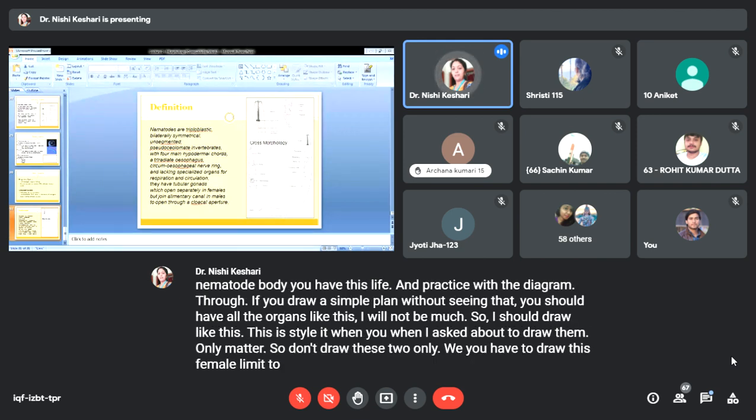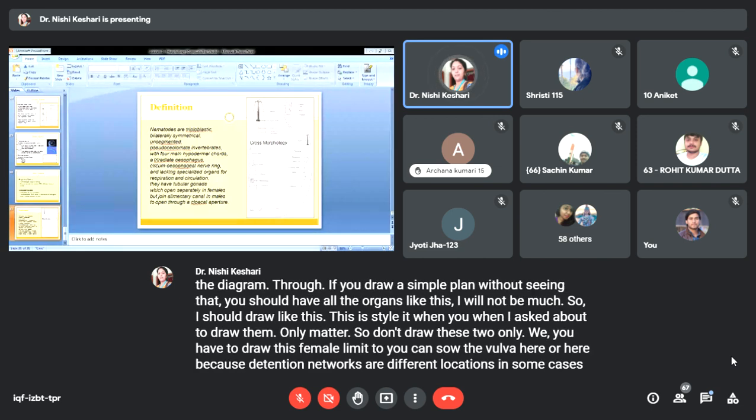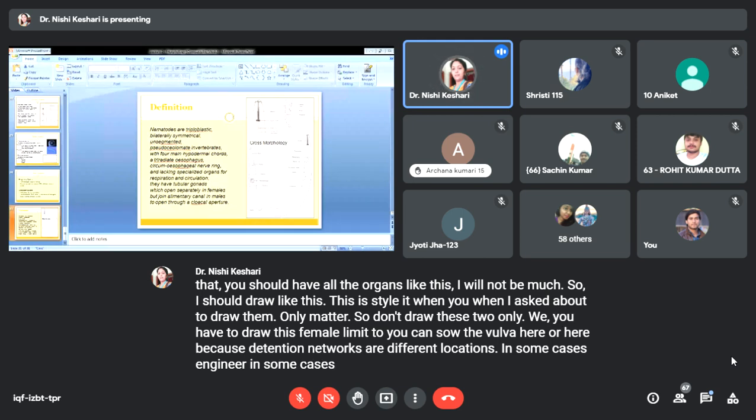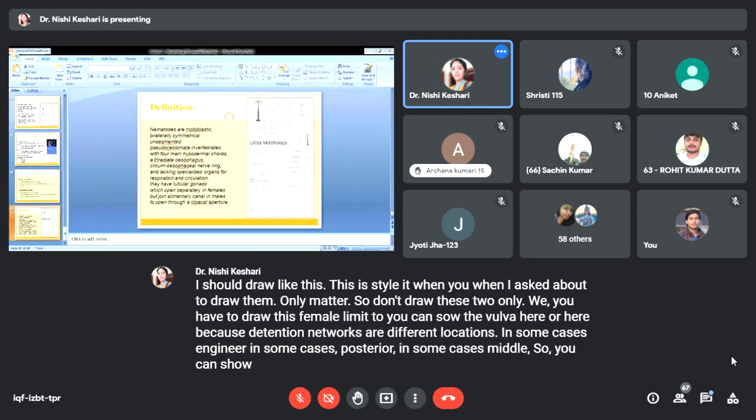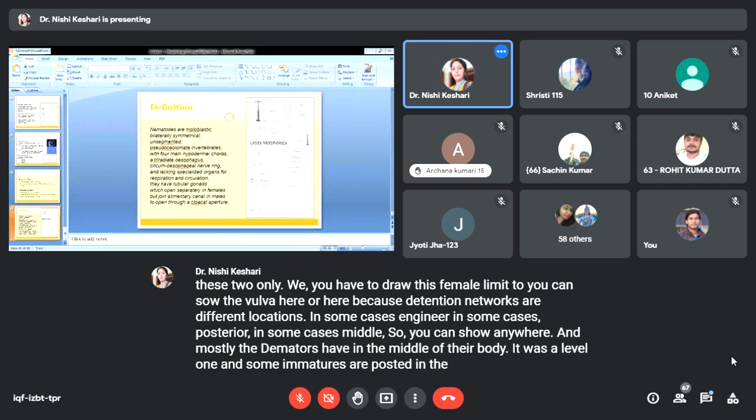You can show the vulva here or here because different nematodes have different vulval orifices. In some cases anterior, in some cases posterior, in some cases middle. So you can show it anywhere. Mostly nematodes have the vagina and the vulva in the middle of their body, some are posterior, and rarely anterior.